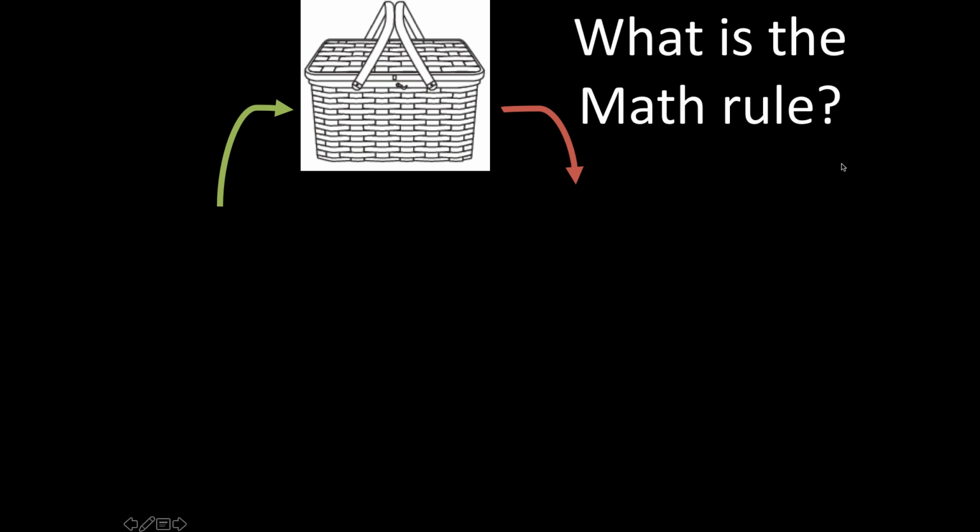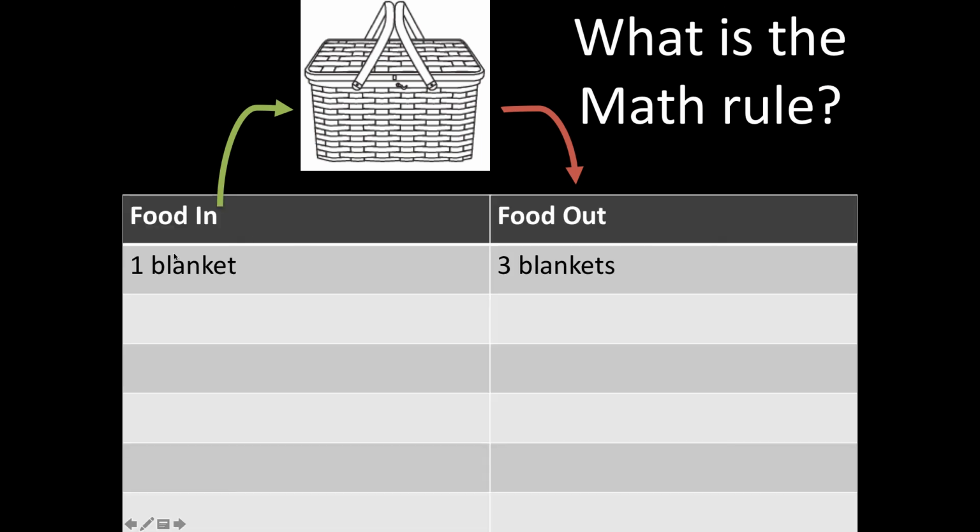We have one more rule that we need to learn about. So we have food in. Well, it's not always food, right? Because car toys aren't food either. So we have 1 blanket goes in, right? You have to lay the blanket out on the ground. But 3 blankets come out. So 3 is 2 more than 1. So maybe the rule is this number plus 2.